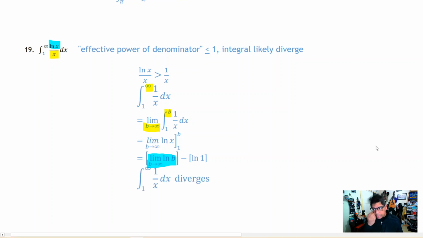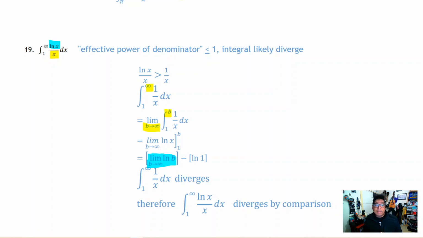So since this smaller function's integral is going to diverge, this larger function, natural log of x over x, is going to diverge by comparison. Again, remember to write that by comparison.